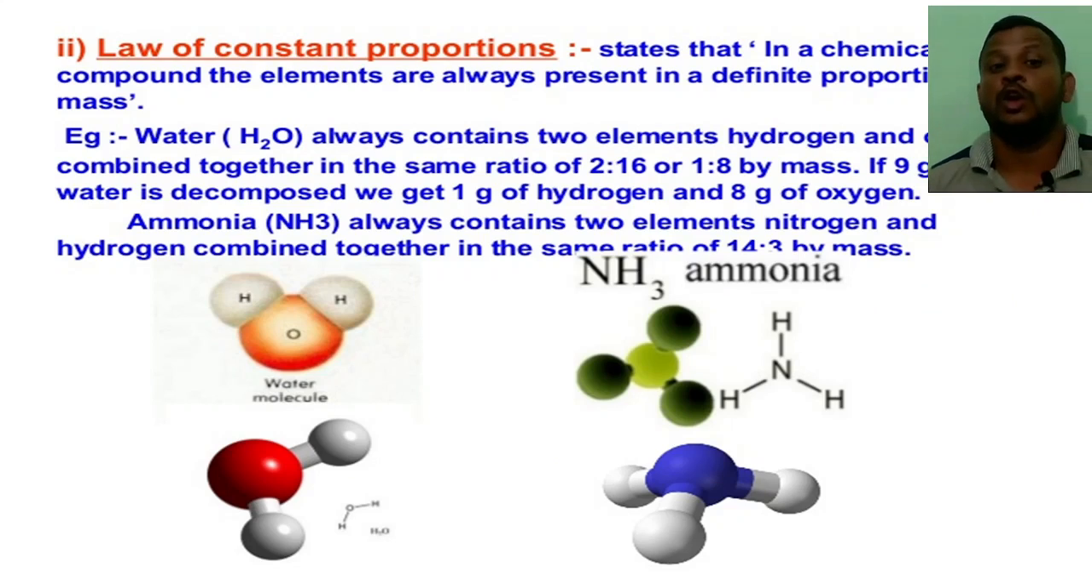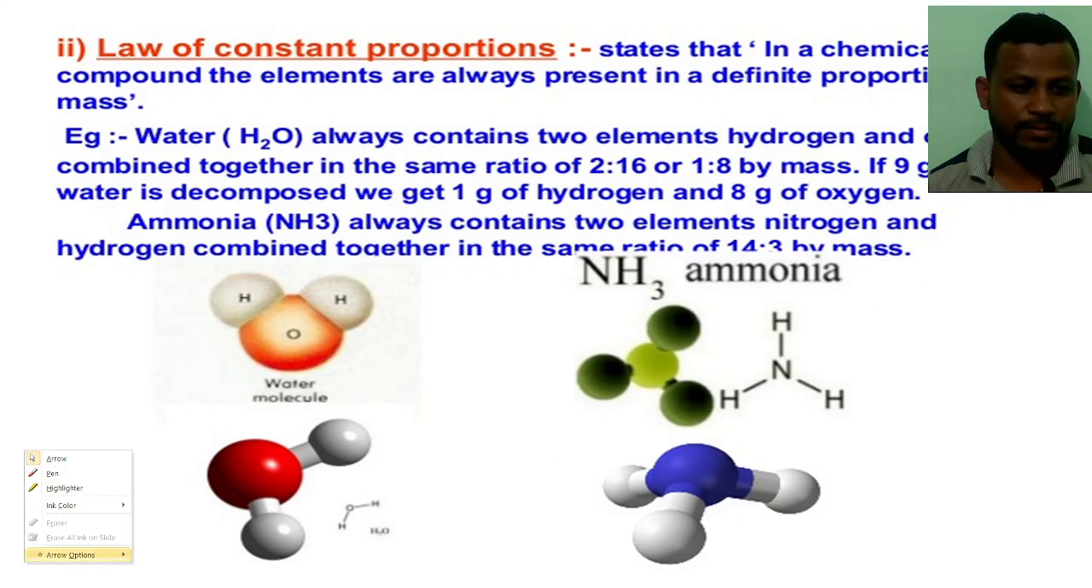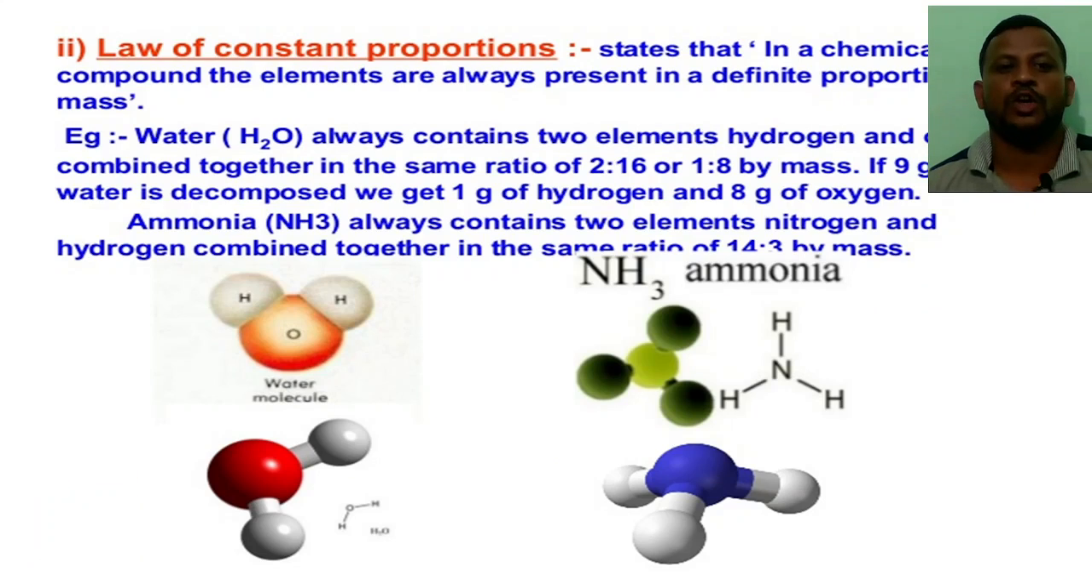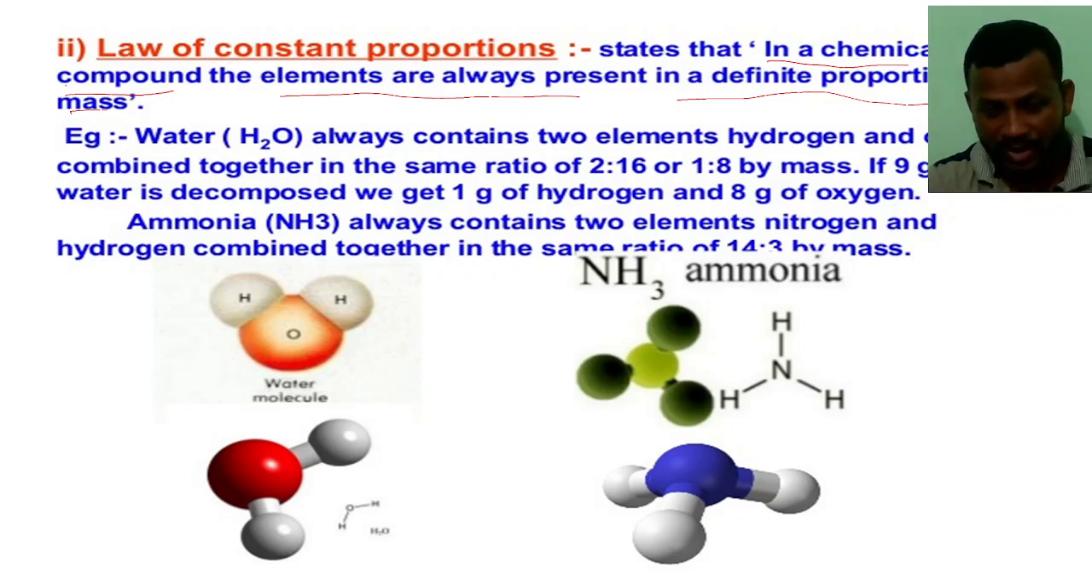Next point. Law of constant proportions. The law of constant proportions says that in a chemical compound, the elements are always present in a definite proportion by mass. This is the definition here. For example, we are going to see the example below.